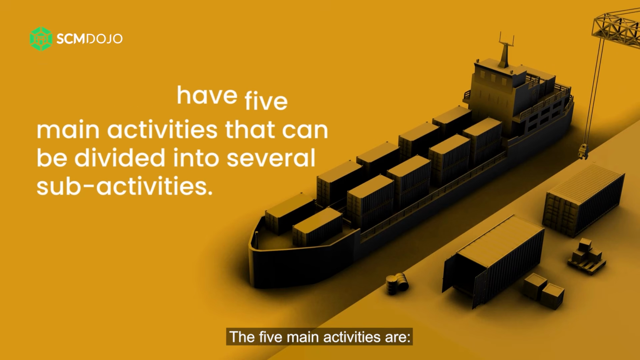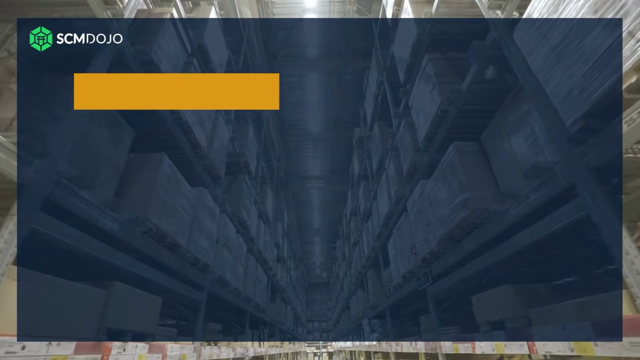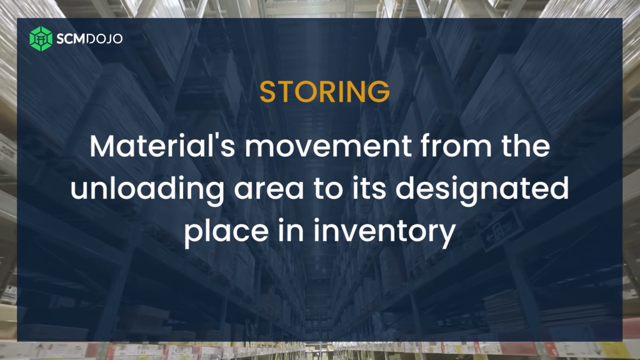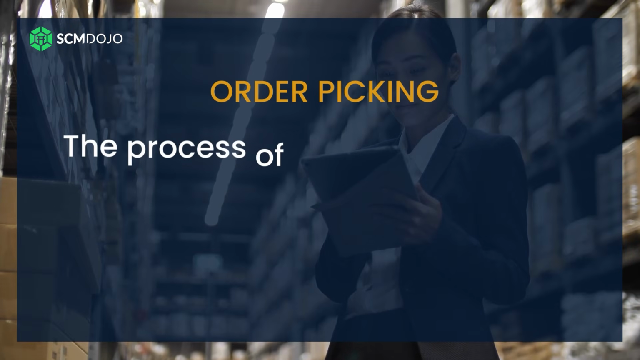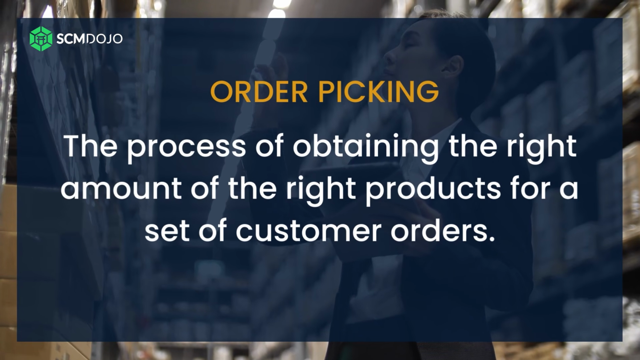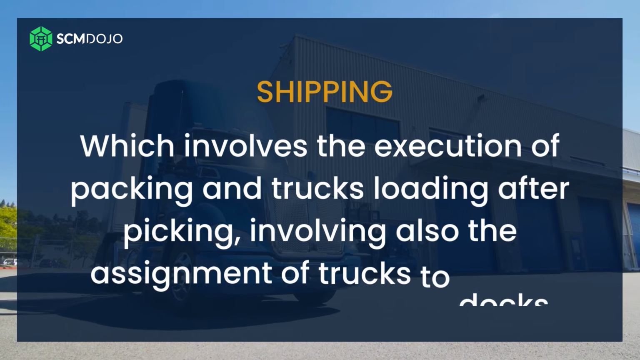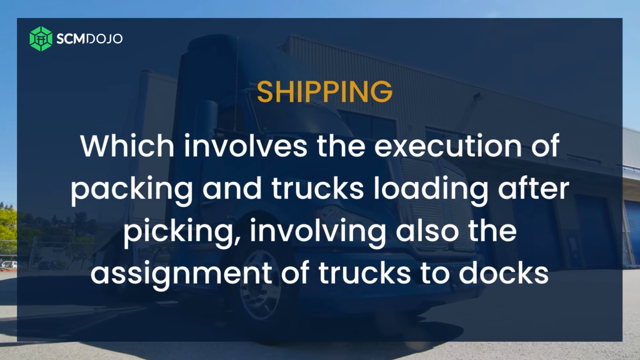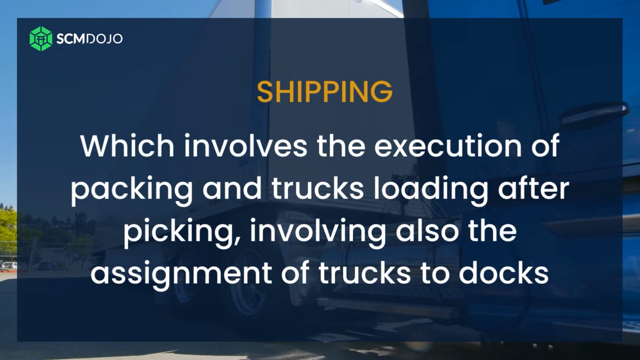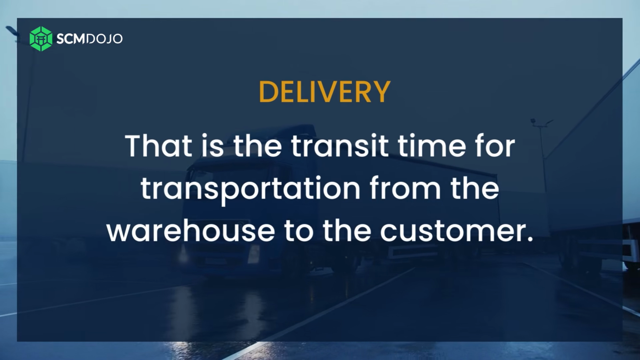So in its simplistic form, the typical logistics operation has 5 main activities that can be divided into several sub-activities. The 5 main activities are receiving, that involves the assignment of trucks to docks; storing, meaning material movement from the unloading area to its designated place in inventory; order picking, the process of obtaining the right amount of the right product for a set of customers. Number 4 is shipping, which involves the execution of packing and trucking load after picking, involving also the assignment of trucks to docks. Number 5 is delivery, that is transit time for transportation from warehouse to customer.